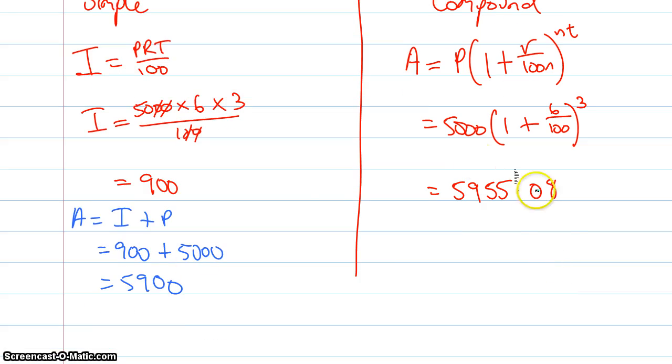So let's have a comparison now. If you had it with compound interest, you get $5,955.08. With simple interest, you actually only get $5,900. So compound interest is a little bit better.